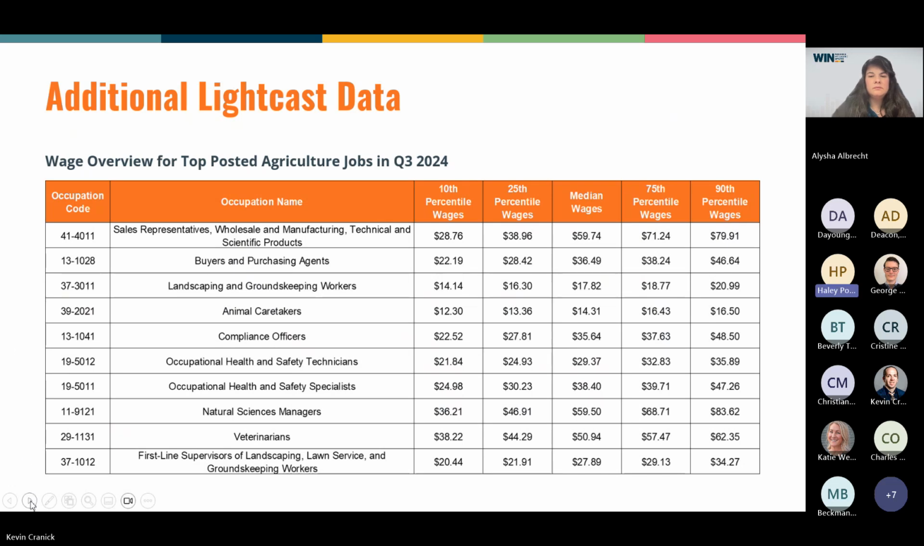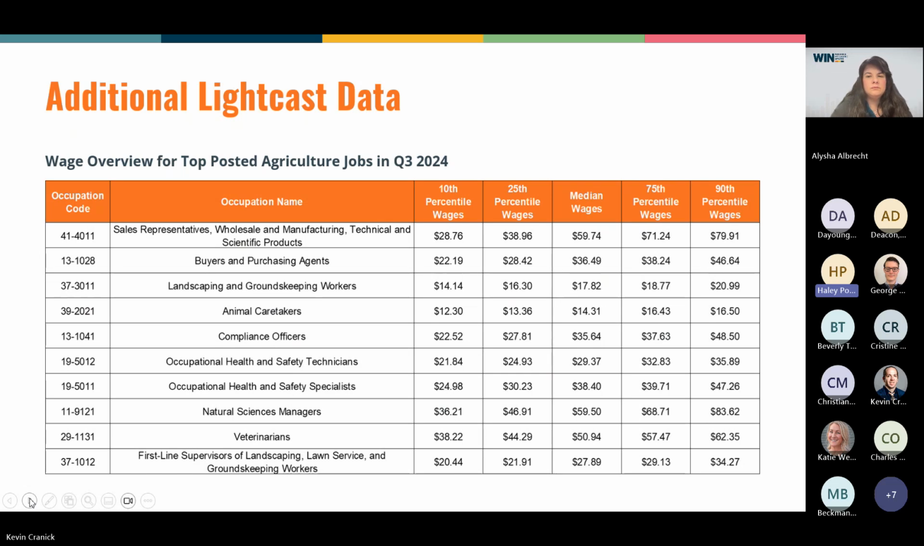So we pulled the top posted occupations, or top posted jobs, for each occupation. This one is agriculture, and then their 10th percentile wages, 25th, median wages, which is the number we usually use, 75th and 90th percentile. There's also the occupation code, just if you want to look those up online for more information.